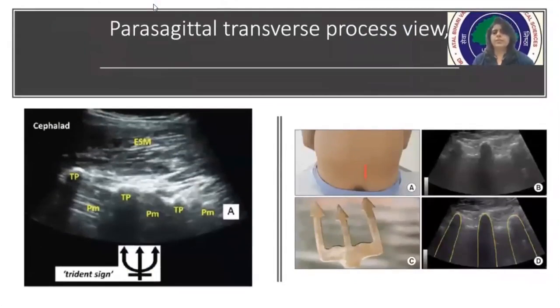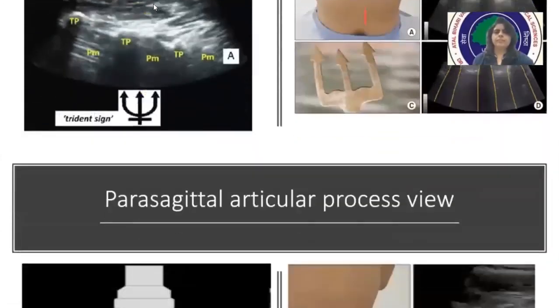So this is the parasagittal transverse process view. As I told you, keep your probe around 3 to 4 centimeters away from the midline in the longitudinal plane. You will be able to see the blips of hyperechoic shadows. These are the transverse processes, followed by anechoic finger-like projections. So these resemble a trident. Transverse processes are seen like this, and this sign is known as the trident sign.